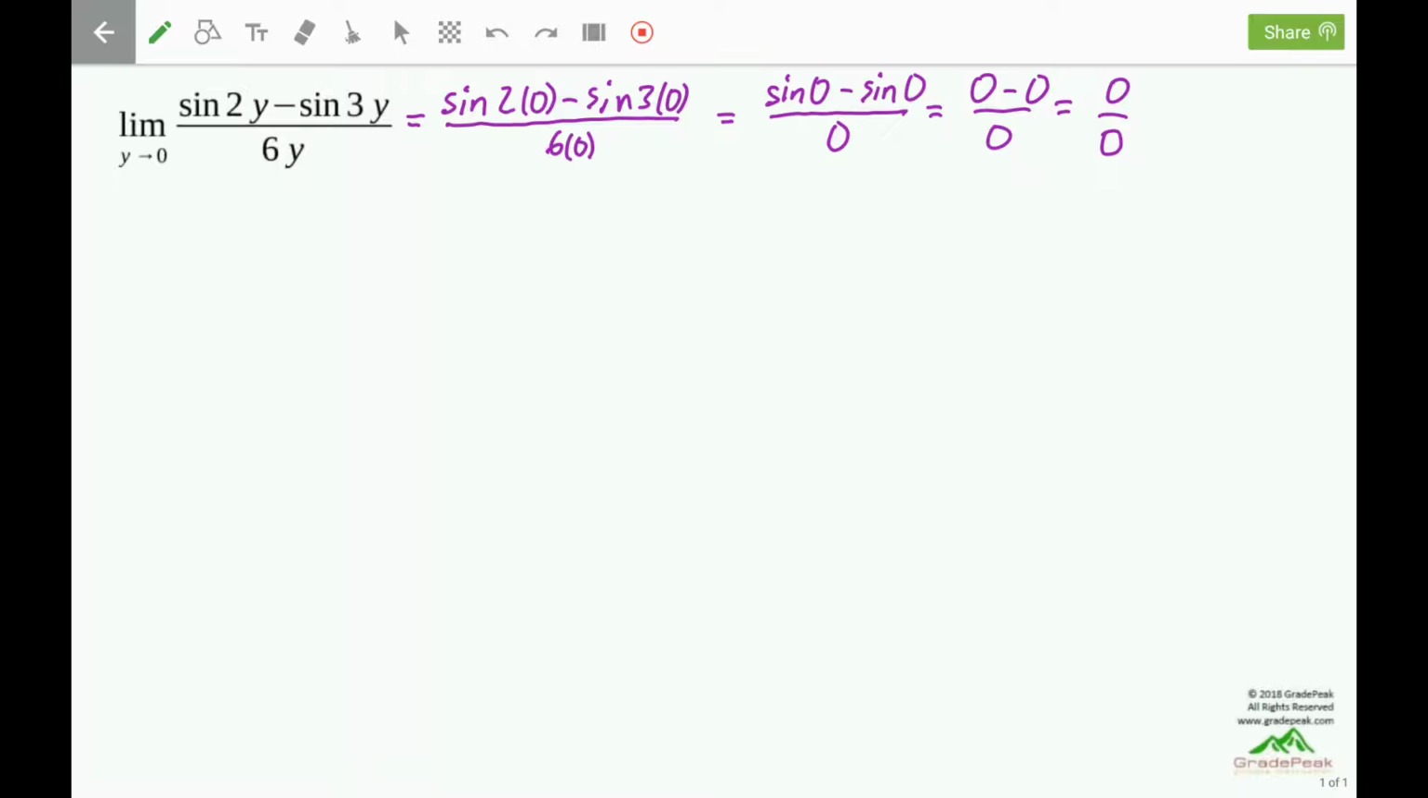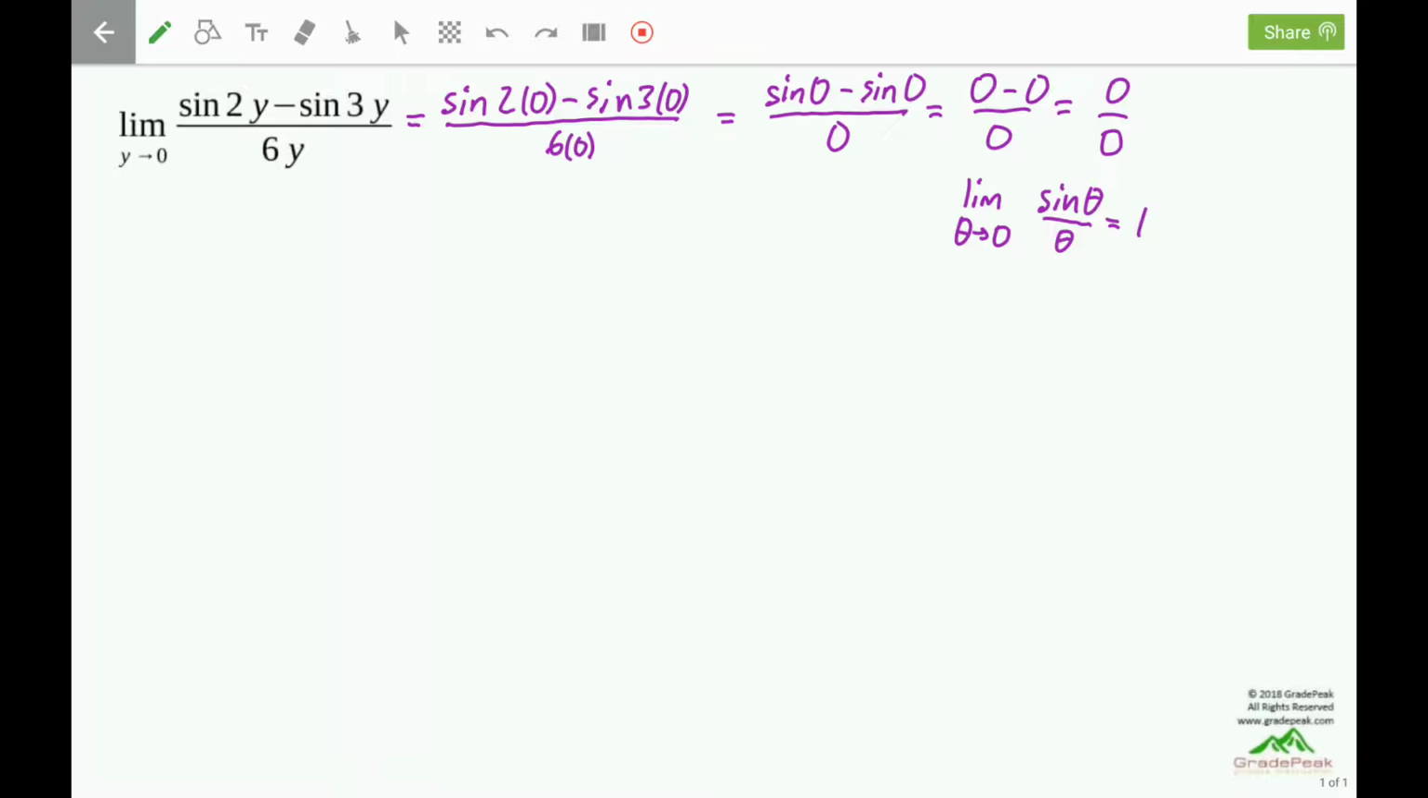Since we have the 0 over 0 resulting from trig functions together with power functions, we will want to make use of the identity: limit as theta goes to 0 of the sine of theta over theta equals 1.